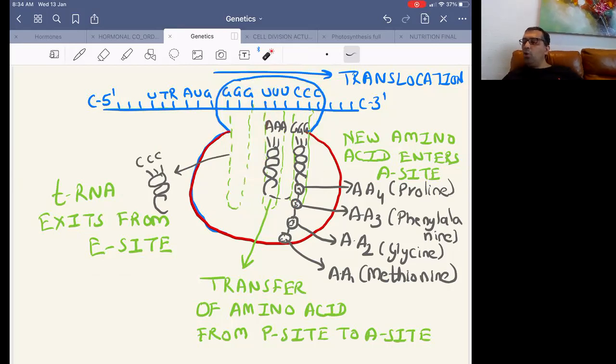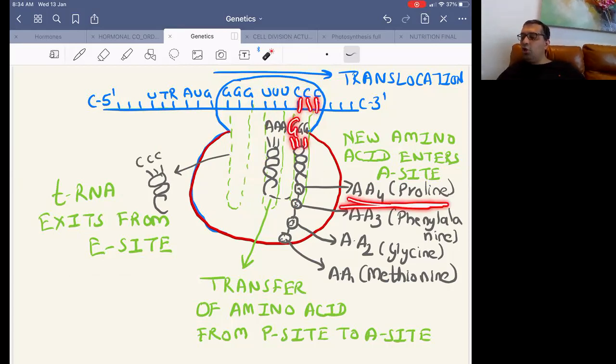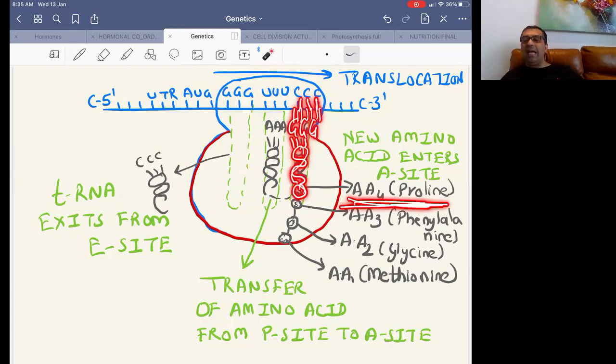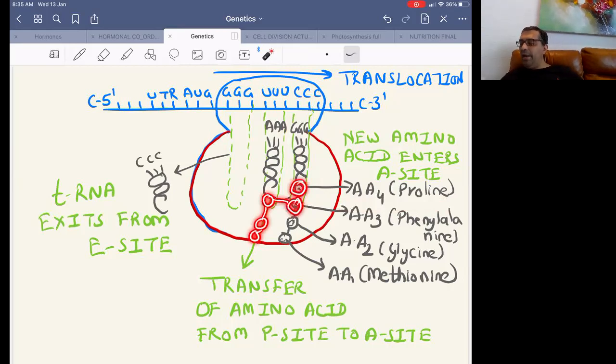A fourth codon is read, CCC. And for CCC, a new amino acid gets activated, say proline. And proline is delivered by a tRNA having the anticodon GGG. And the fourth amino acid enters into the A site. And the tRNA from the P site will now get transferred to the A site.